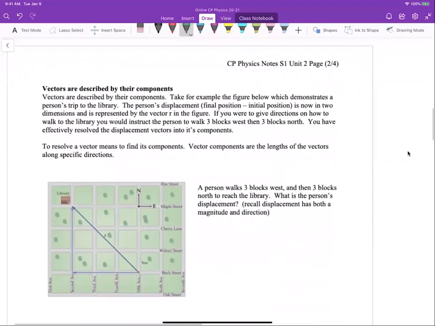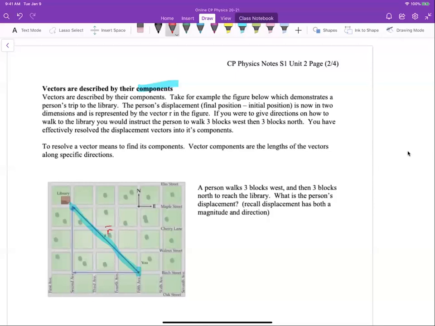All right. Vectors are described by their components. We have an example here of the library. I've started at this location and I want to get to the library. If you walk to the library, you would eventually, based on your location, have a displacement of this vector r. So that is the displacement of this person.